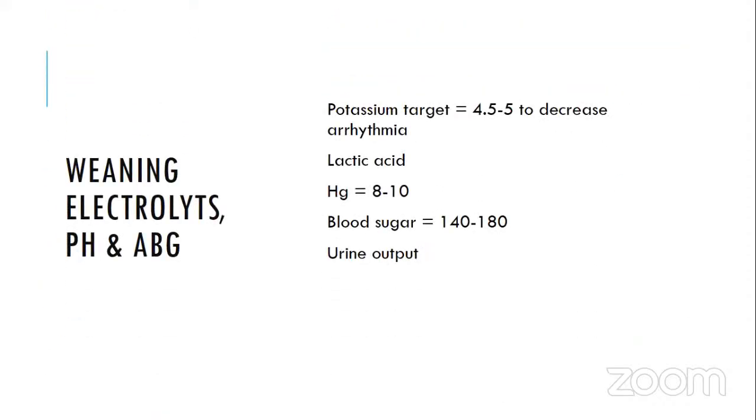For electrolytes management and acid-base balance, the potassium target is 4.5 to 5 to decrease arrhythmia. Also, always prefer to keep it at the upper border. Lactic acid should be corrected. Hemoglobin above 8, blood sugar from 140 to 180, and adequate urine output.